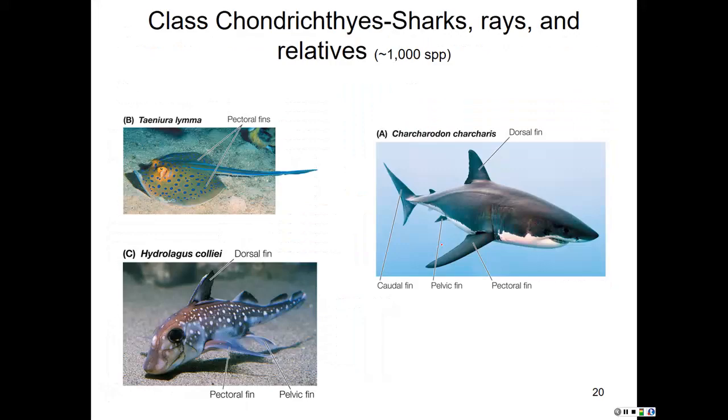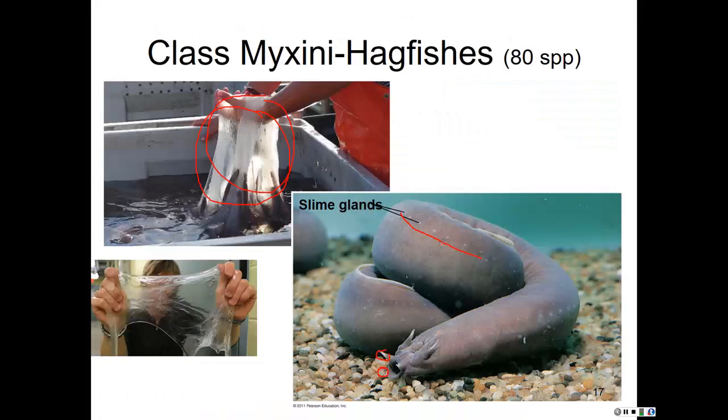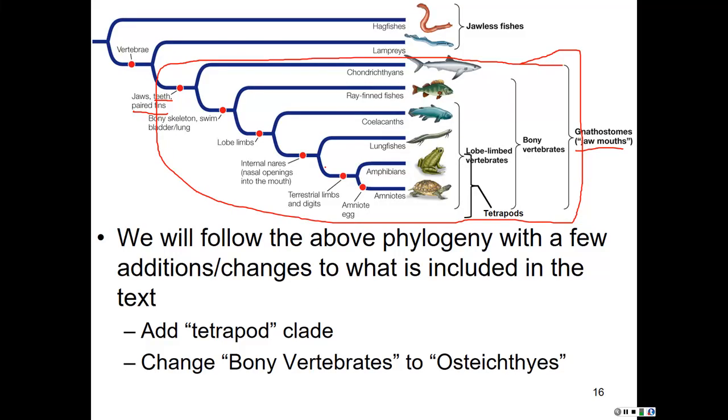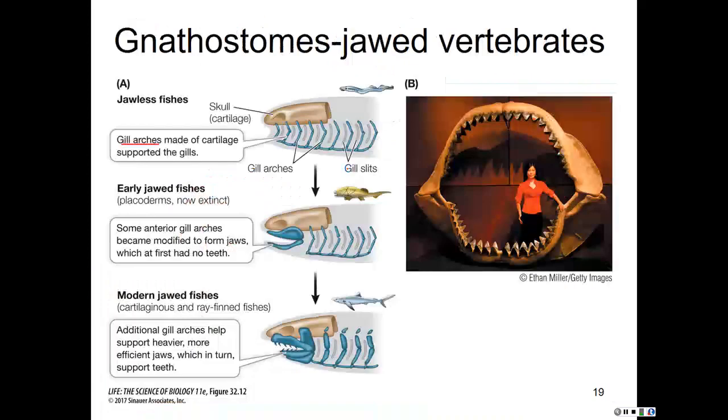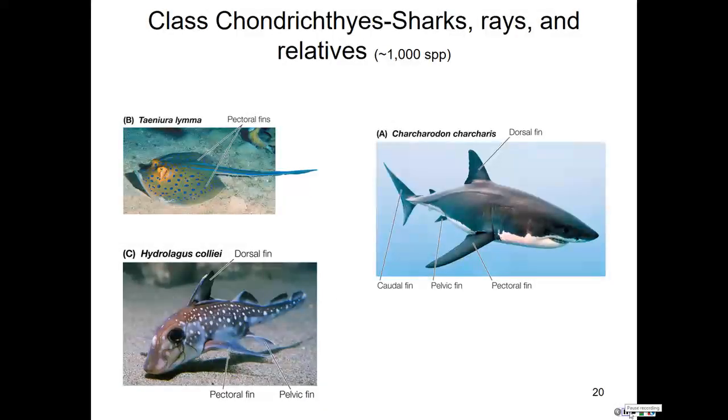So we're going to look at three big groups. Let me go back here. Within the gnathostomes, we're going to look at the chondrichthyans. These are organisms that have a skeleton made of cartilage. And then we're going to look at a group called the ray-finned fishes. We're also going to look at a group called the lobe-finned fishes, which would include both the coelacanths and the lungfishes. So we're going to look at those three groups, starting with the class Chondrichthyes.